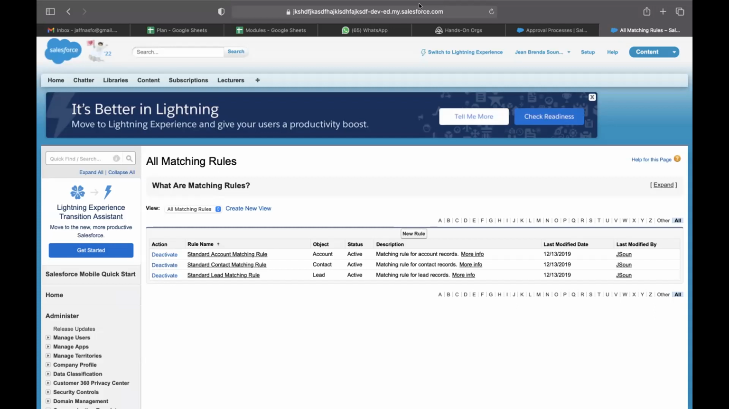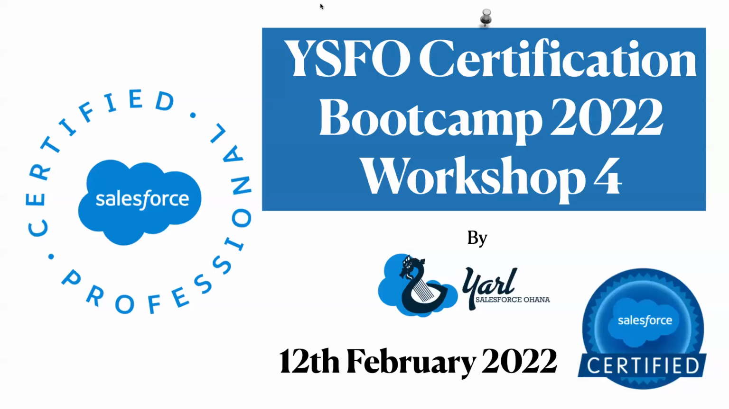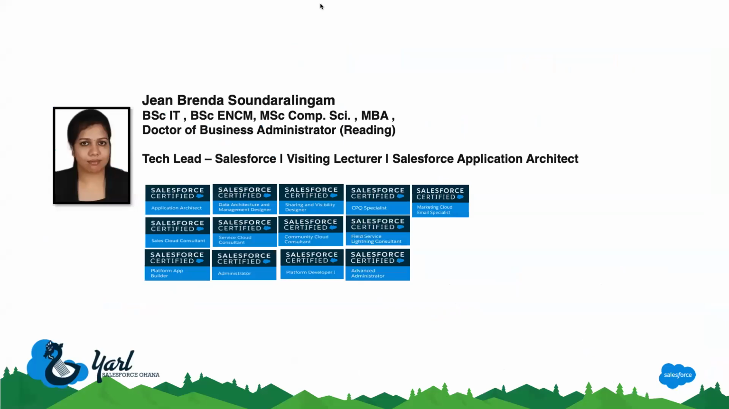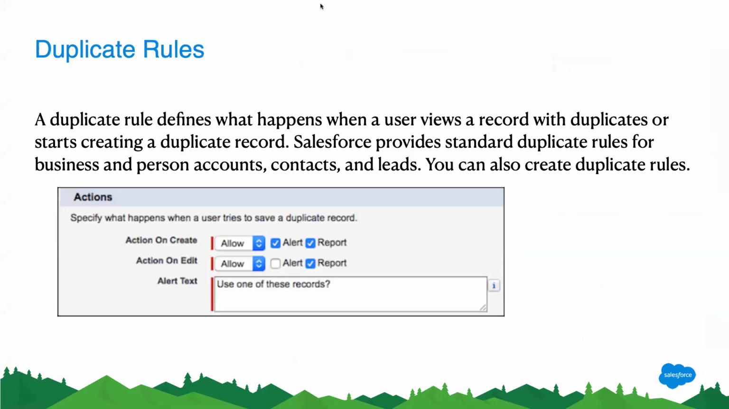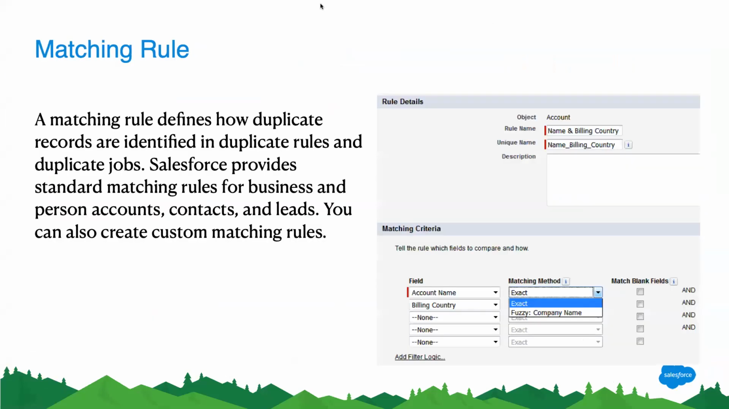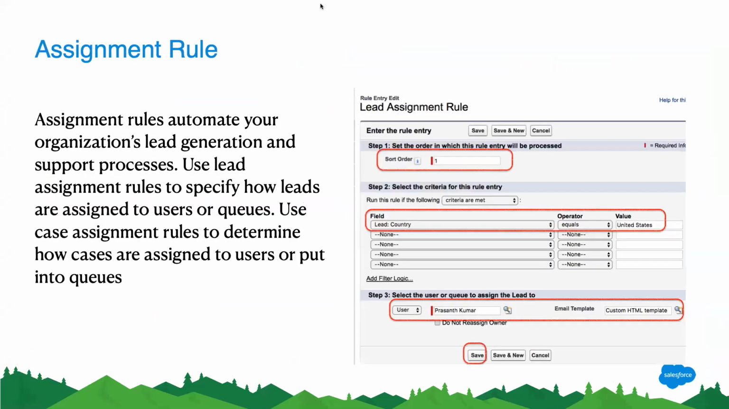So the next feature we are going to see is assignment rule, right? Those who are working on service cloud projects, you should be comfortable with assignment rule. Even in sales cloud projects, you should be comfortable with the assignment rule. So what is assignment rule? Assignment rule is assigning the owner for your record, right?